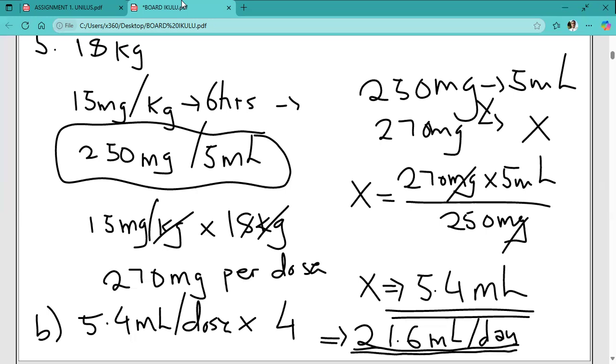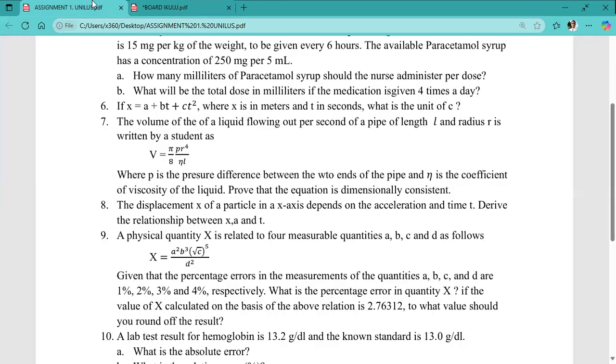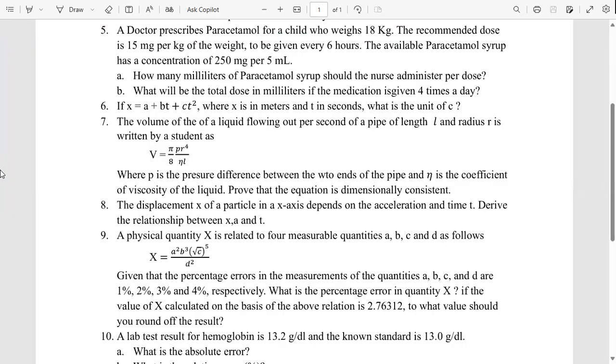So that means the total dose in a day in mils is going to be equal to 21.6 mils in a day. Okay, so that was all on question 5. We can now move on to question 6.